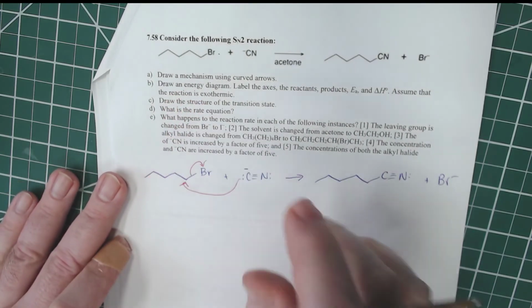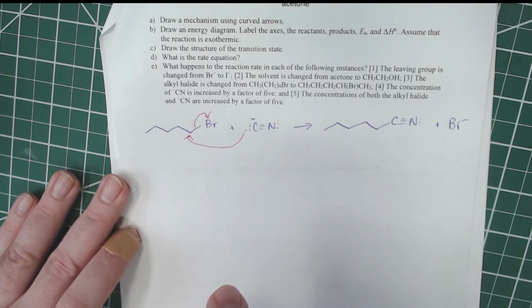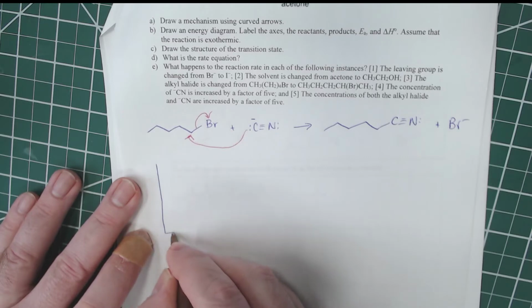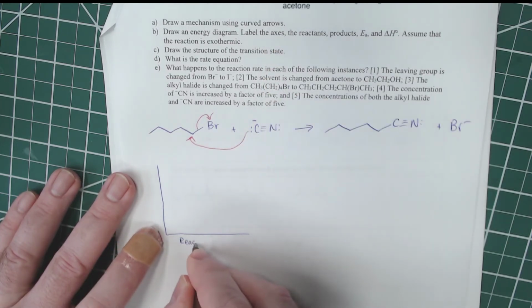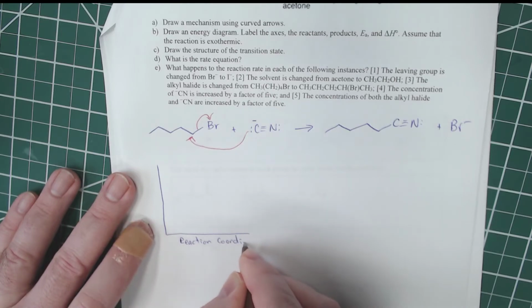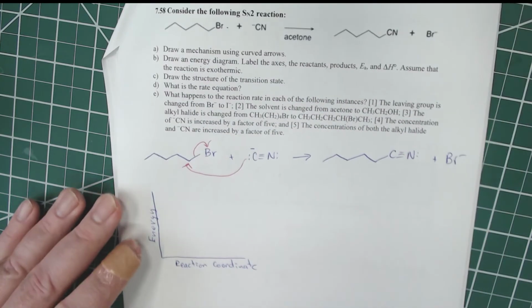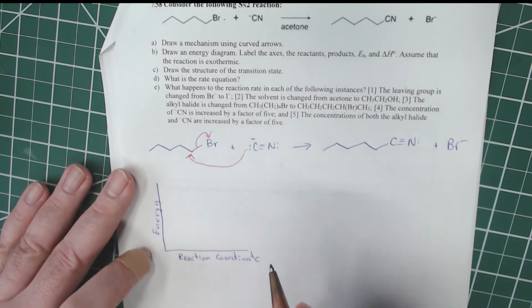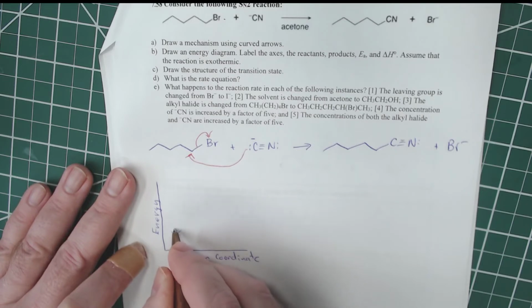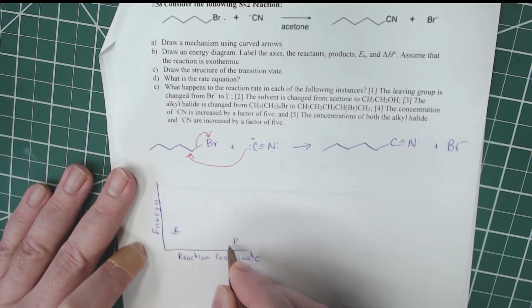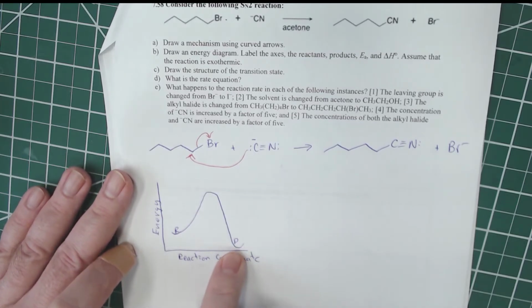Draw an energy diagram. Since it's a one-step reaction, we're going to have one transition state. So we want to label the axes. We're going to put reaction coordinate here, and then here, we're just going to be kind of generic and put energy. So the reactants, the products, and the activation energy. And then here it says, assume the reaction is exothermic. So if the reaction is exothermic, then here is our reactant, and our product is going to be lower in energy. There you'll see that the product is lower in energy.